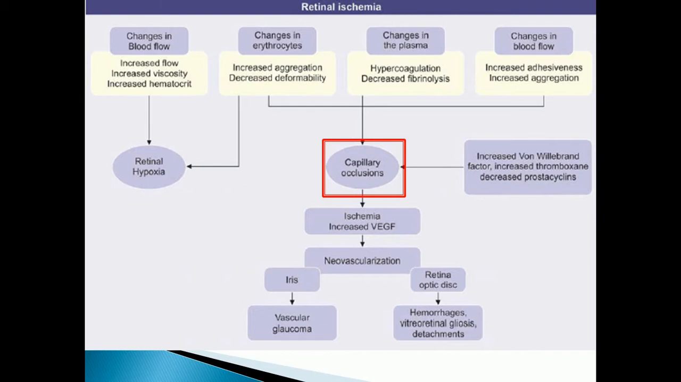Because of the capillary occlusion, there is further ischemia, and this ischemia combined with retinal hypoxia leads to increased VEGF production, which further leads to neovascularization either of the iris, NVI, or the retina, that is neovascularization elsewhere, or the NVD, the neovascularization of the disc. The further complication of NVI can be neovascular glaucoma, and neovascularization elsewhere and the NVD can lead to hemorrhages, vitreoretinal traction, and detachments.